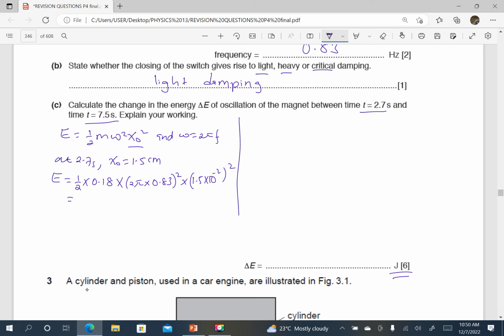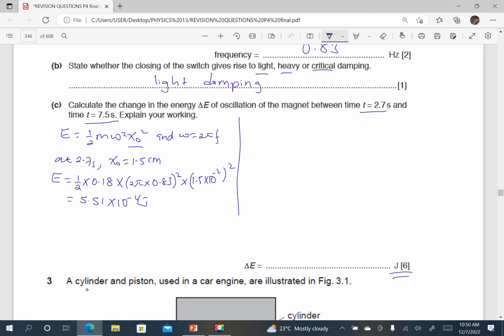I'm also going to find the energy at 7.5 seconds. So from my calculator here, the energy is 5.51 times 10 power negative 4 joules.